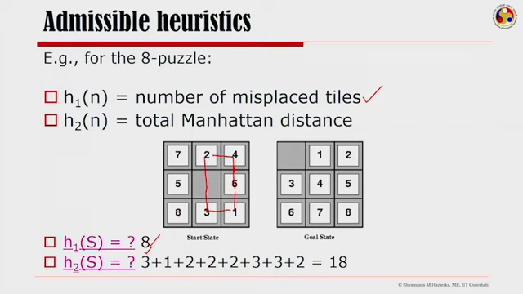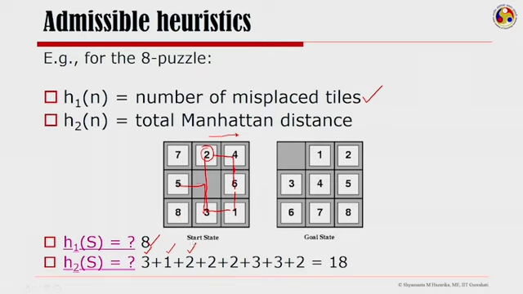Number 2 in the current state would only need 1 move to reach the goal position. So here it is, only 1 move to reach the goal position. Number 3 is here, and in the goal it is on the left middle. So I should be able to move 3 here and go 1 step this side. So I have 1, 2 steps for 3.